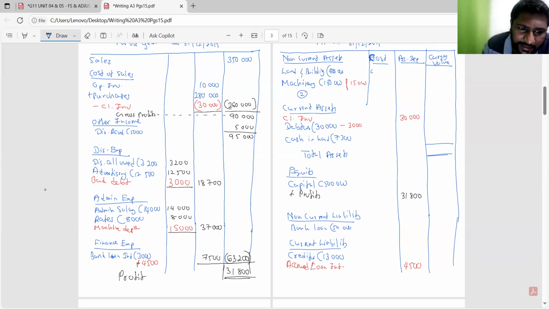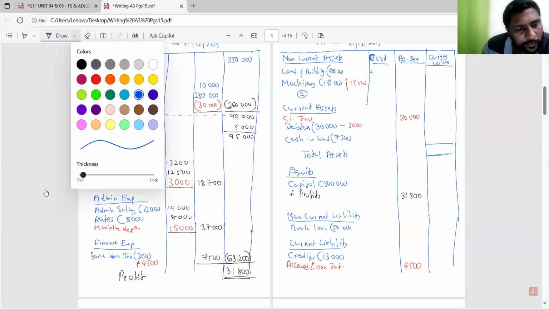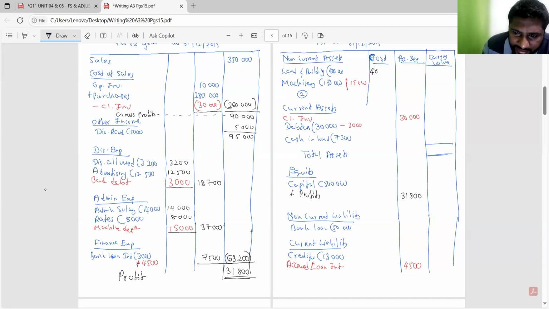So building cost is 4 lakhs. No depreciation in this question, 0. Then here 4 lakhs. Machinery cost is 150, depreciation 15,000, 135,000. So only the first two columns we have to close. After that, the names and everything are not applicable. 550, 15, 535,000.